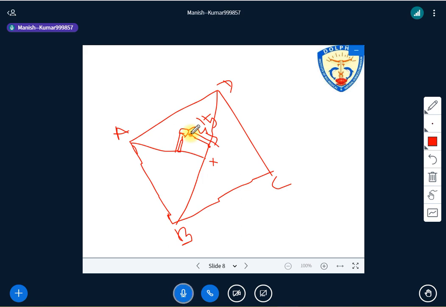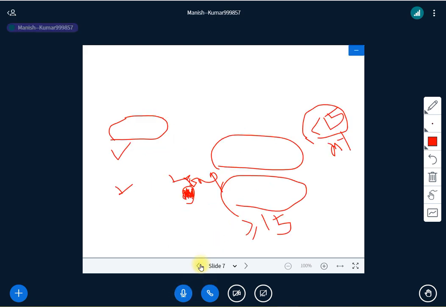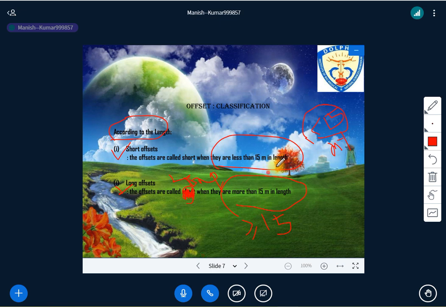Is it clear to all of you now? This classification on the basis of length is clear. Any question? Fine.